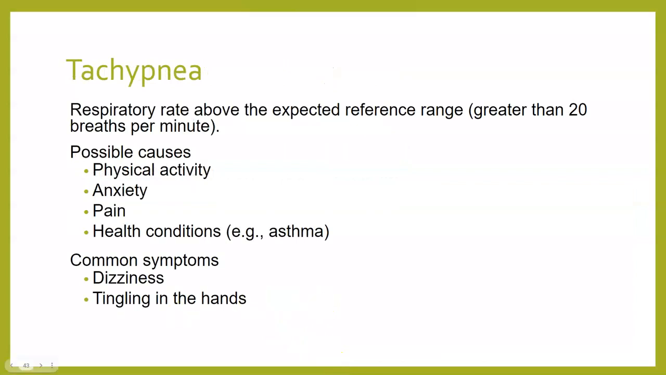Okay, so tachypnea, this is increased respiratory rate, above the expected reference range, usually greater than 20 breaths per minute. Some causes are going to be physical activity. You're going to breathe faster when you're being active. Anxiety and pain. We know anxiety and pain increase a lot of our vital signs, so we'll increase our respirations as well, or can. And then any health conditions, like maybe some respiratory disorders such as asthma, can cause this as well.